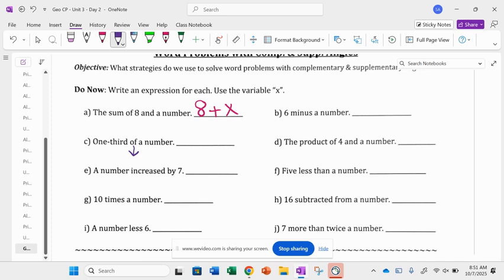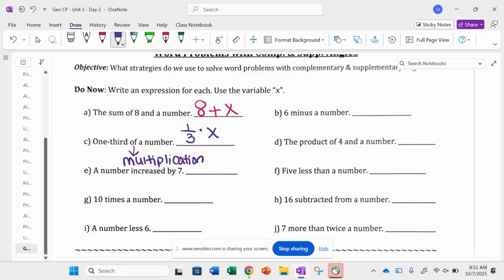Nobody? Okay, I will tell you, but you want to make sure this goes in your long-term memory. This is multiplication. So it's going to be 1/3 times x.